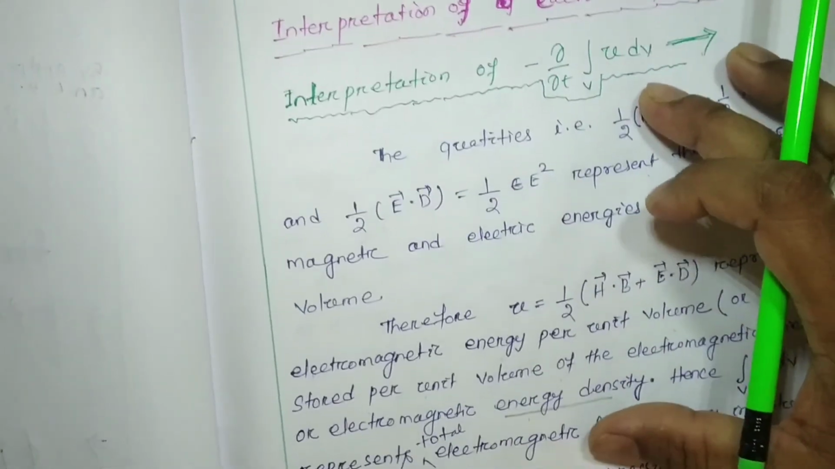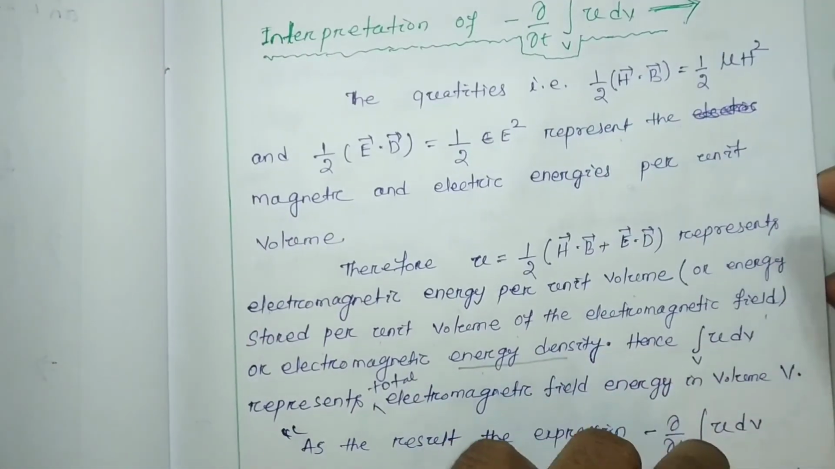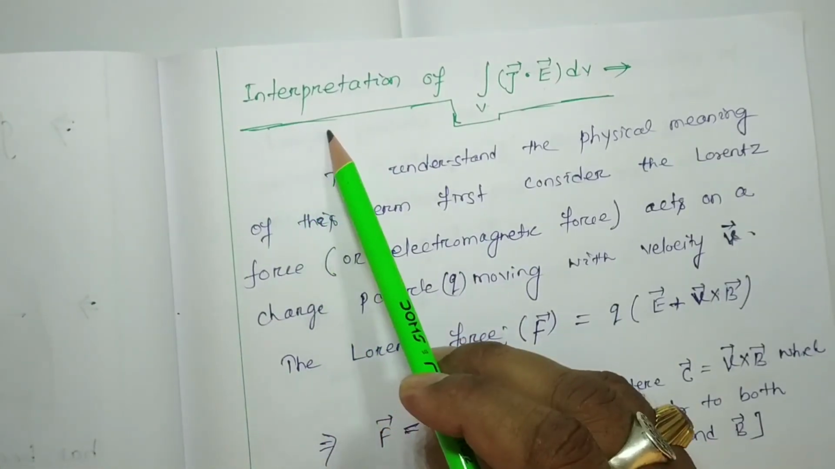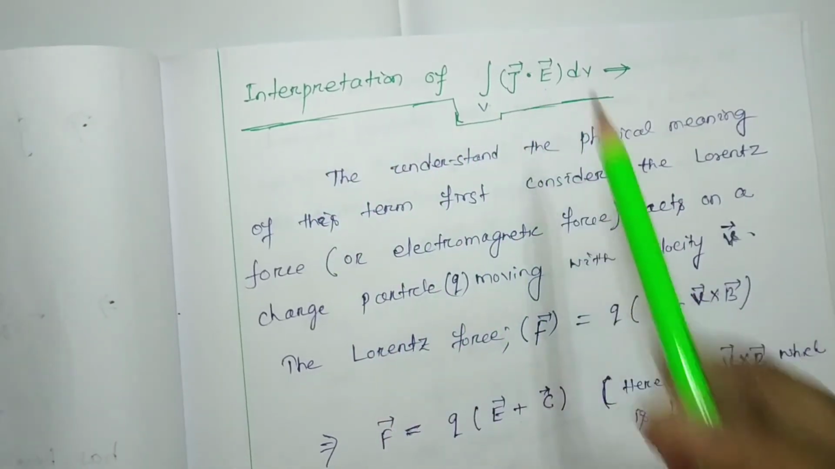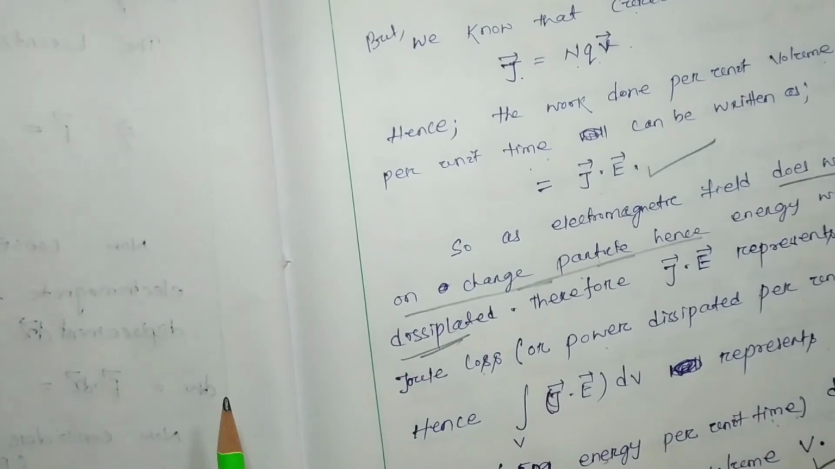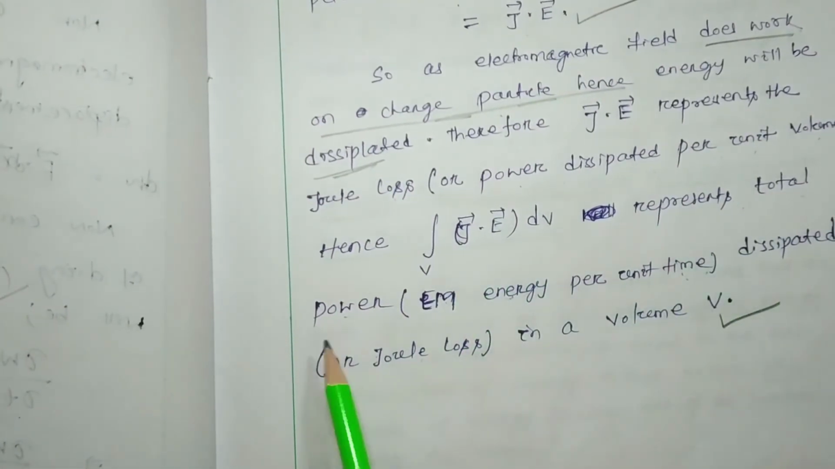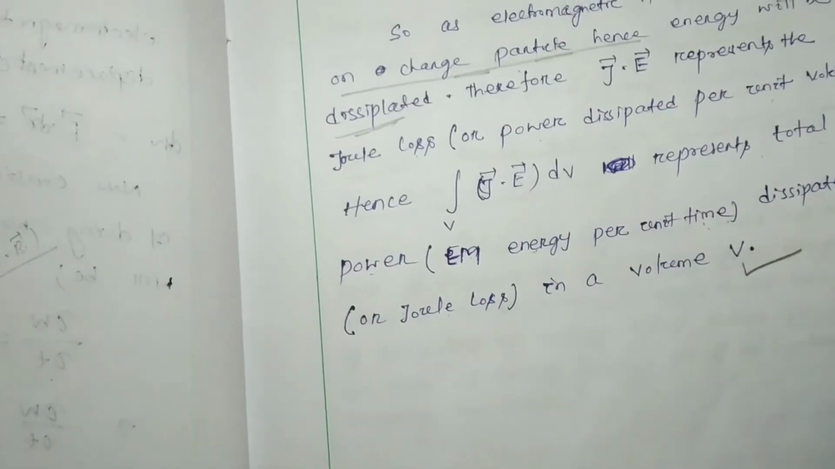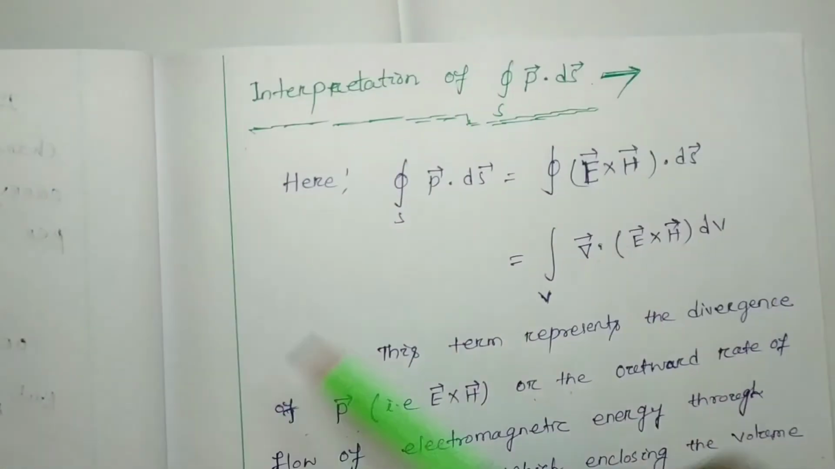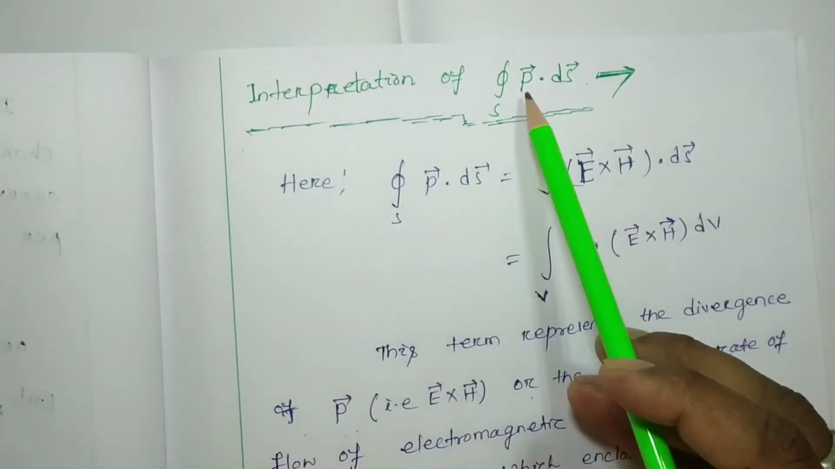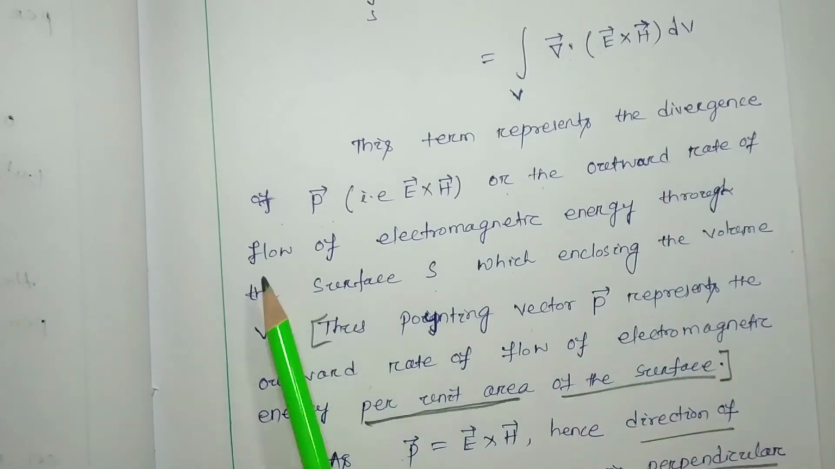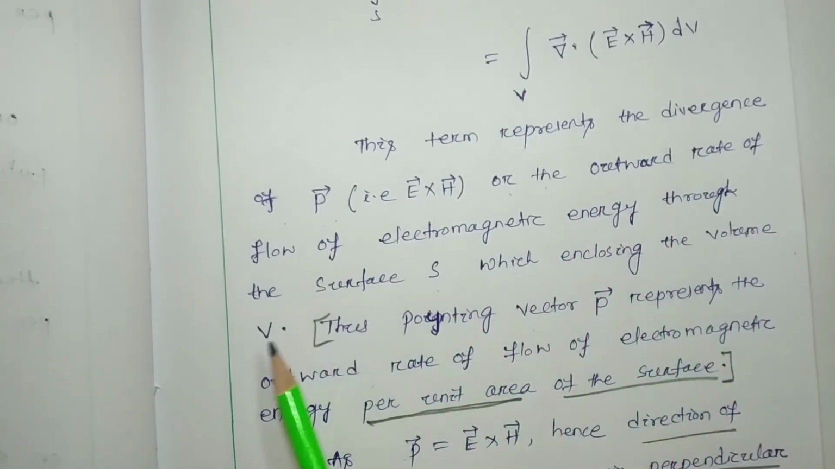These other things are not to be written in your exam. For the second term, likewise, you give a subheading and write the physical meaning: it represents total power or electromagnetic energy per unit time dissipated in volume V. The third one is the surface integration of P dot S. The physical meaning of P dot S is the outward rate of flow of electromagnetic energy through the surface S, which is enclosing volume V. This much you have to write, and hence proved.